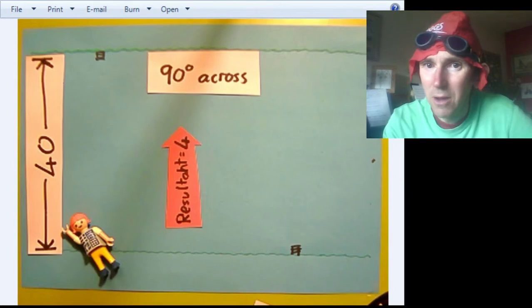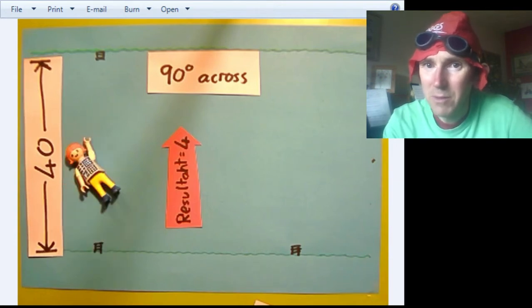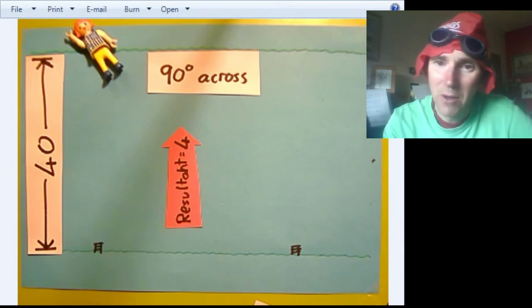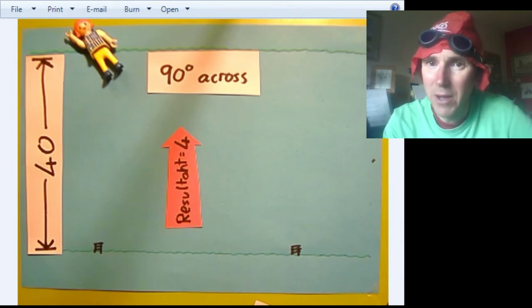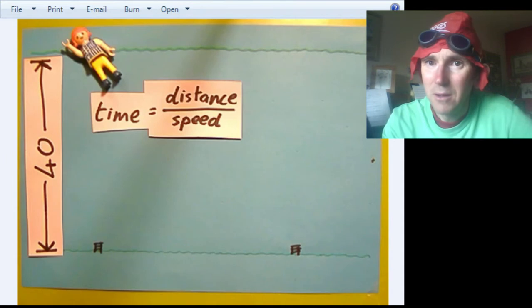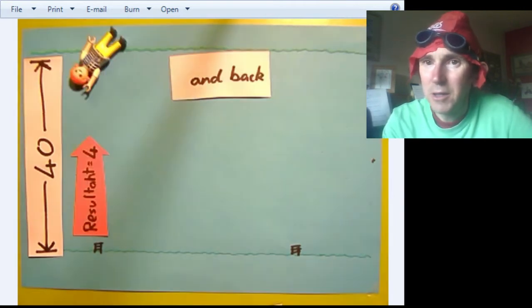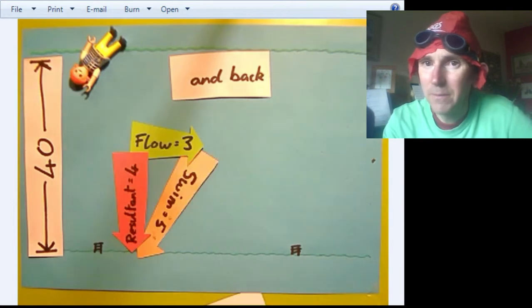Ready, go. Swim, swim, swim. Always at an angle so that she's always moving at 90 degrees across the bank, ferrying across. Okay, what was her time? Well, it's distance divided by speed. The distance was 40, her speed was 4. Here we go. 10 seconds. She has to go back, which means turning round.